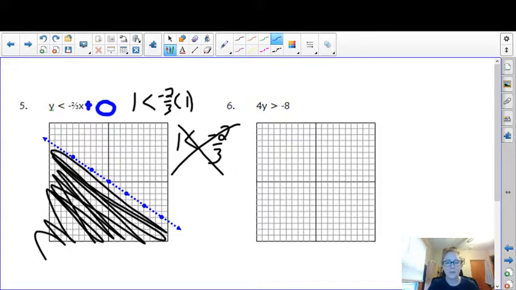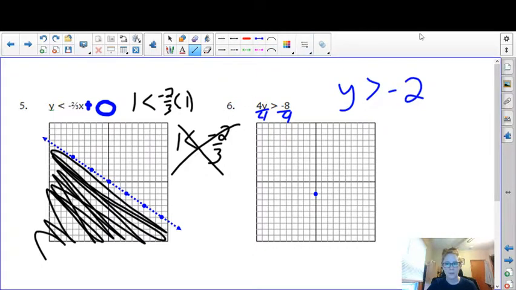Next one, I see y is not by itself, so I have to start by dividing by 4. So y is greater than negative 2. So we're going to plot where y is negative 2. And it is not equal, so it is a dashed line. That's not what I wanted to do. And it's where the line y is always equal to negative 2.